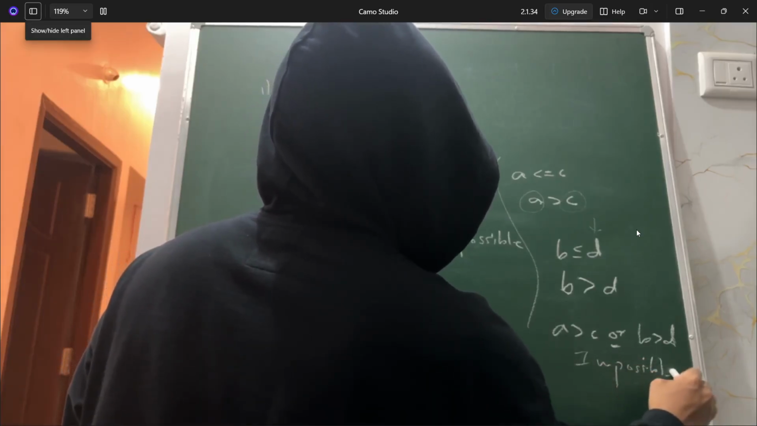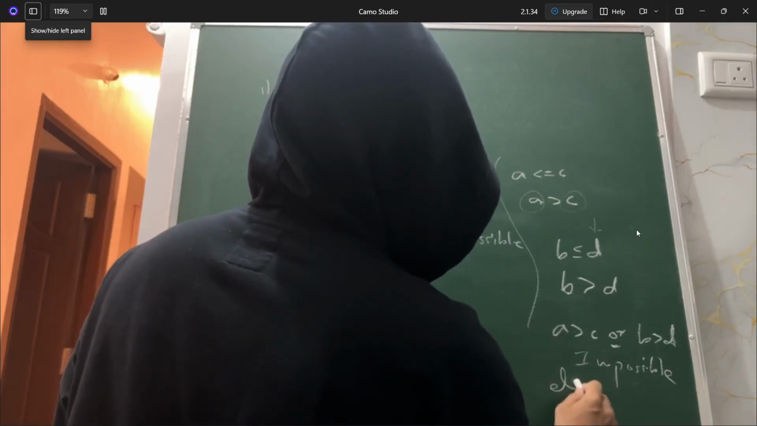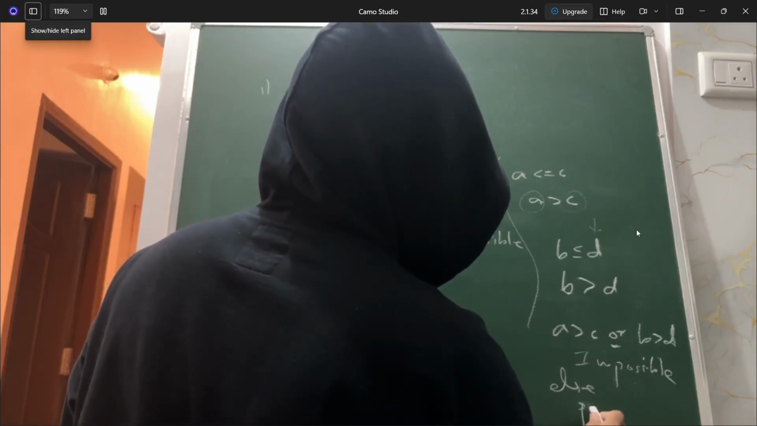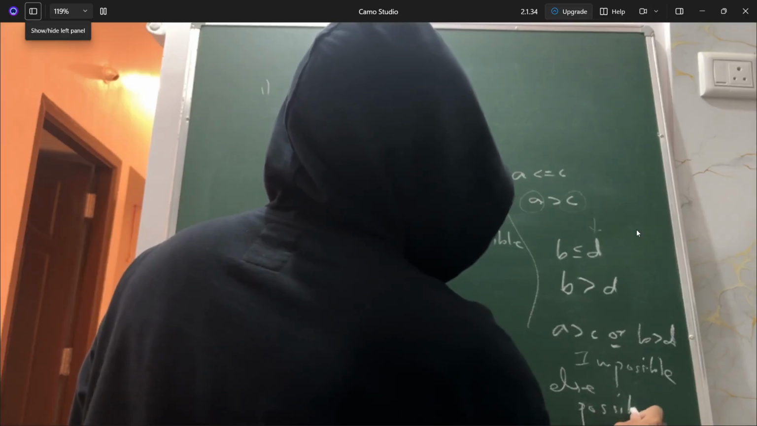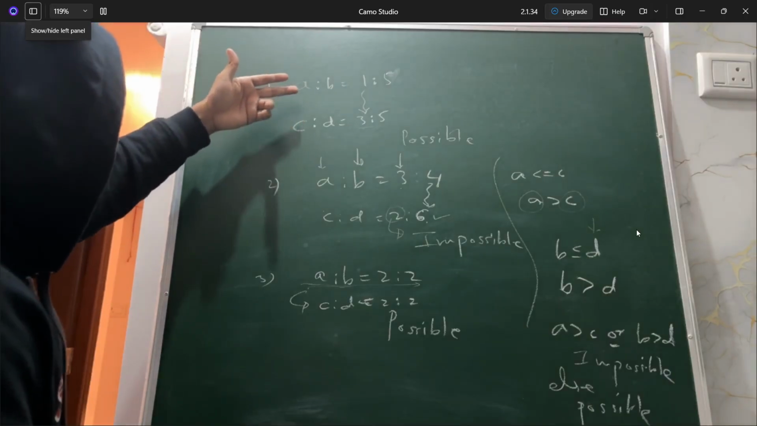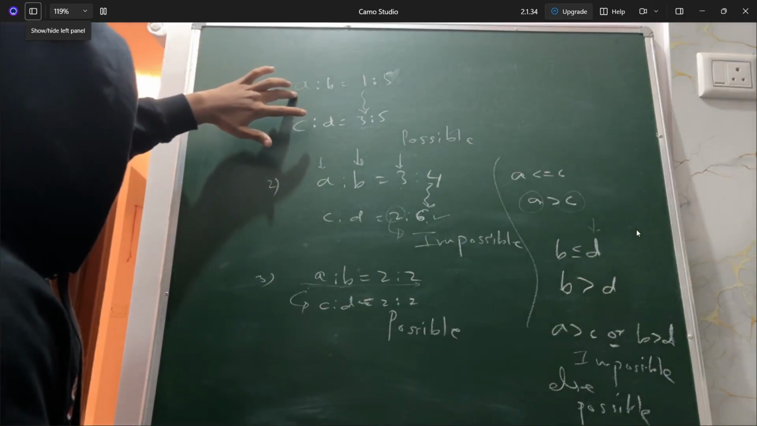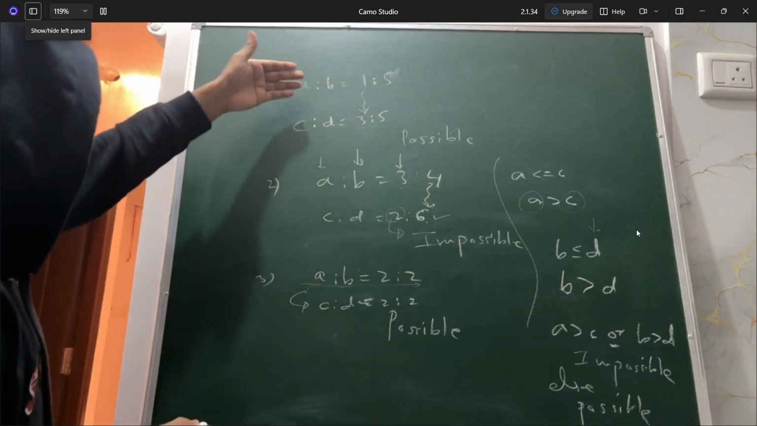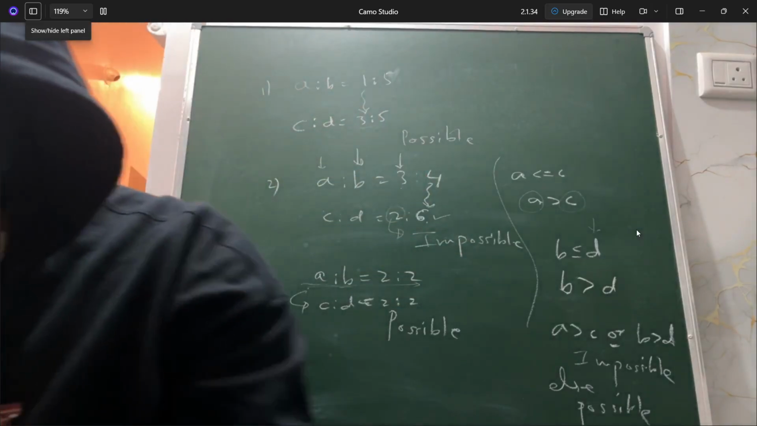I think you got it. Or else we need to print possible. So if any of the teams' score goes lesser than the previous score, in that case it is impossible. Other than that, it is possible.